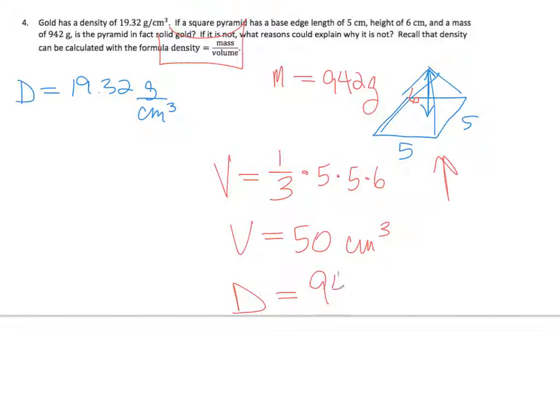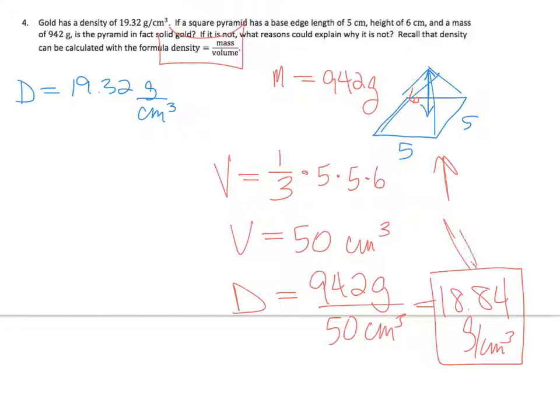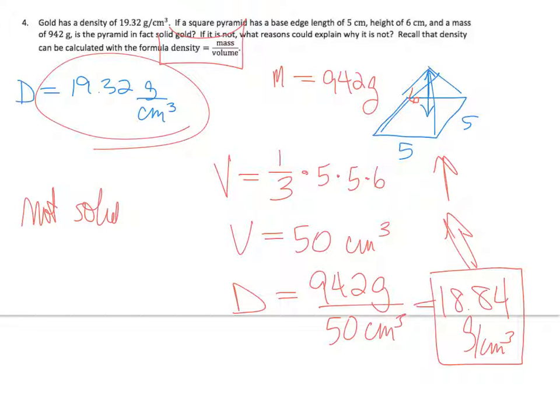Density equals 942 grams over 50 centimeters cubed. 942 divided by 50 equals 18.84 grams per centimeter cubed. So that's the density of this particular square pyramid. So since the density is not the same as the density of gold, the pyramid is not solid gold. It could be because it's hollow, it could be because it's mixed with another metal to make it less expensive. It could be any reason, really.